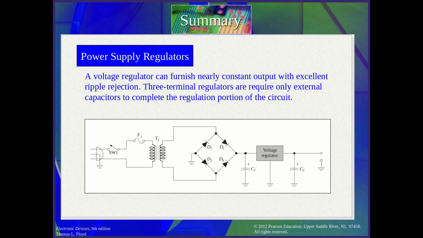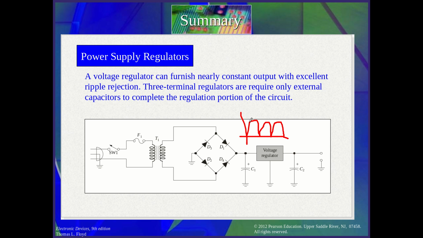The voltage regulator here is the last step. The voltage regulator can furnish a constant output with excellent ripple rejection. It comes after the rectifier, after the full wave rectifier, where you will see a waveform like this. You will see these cycles.